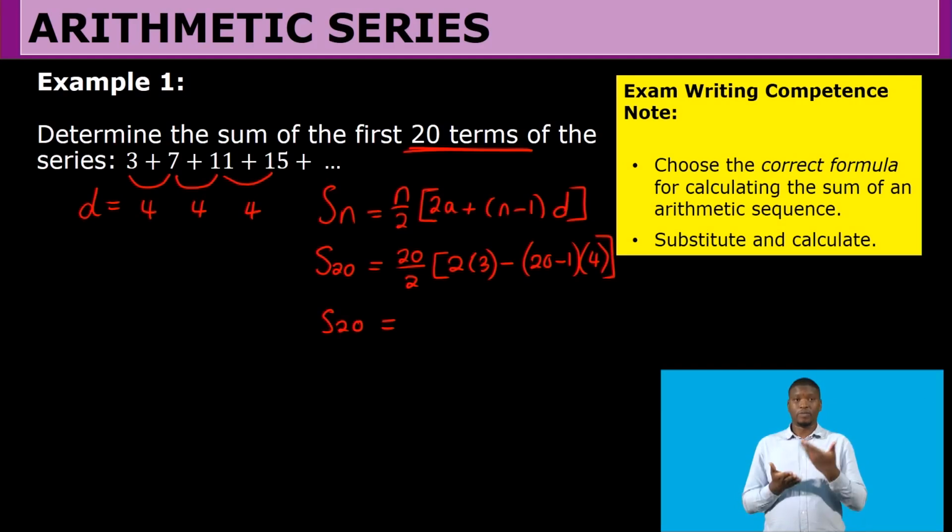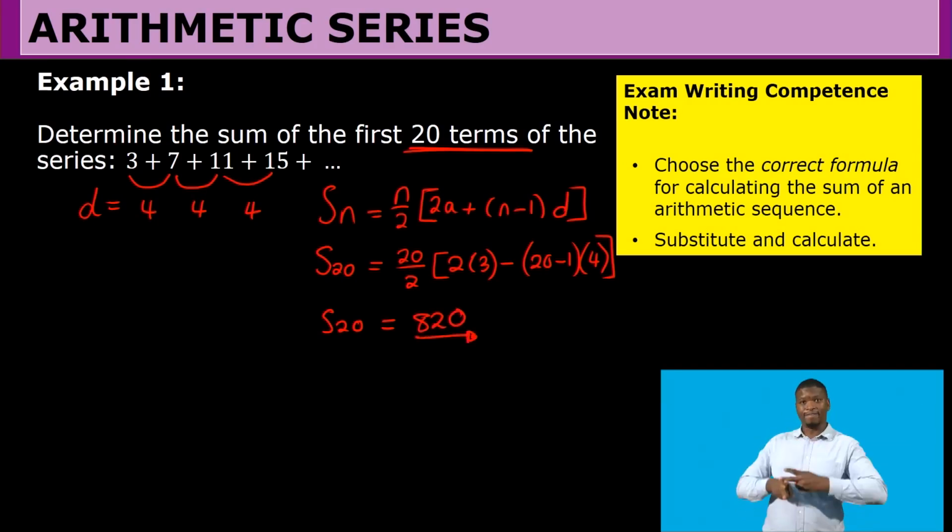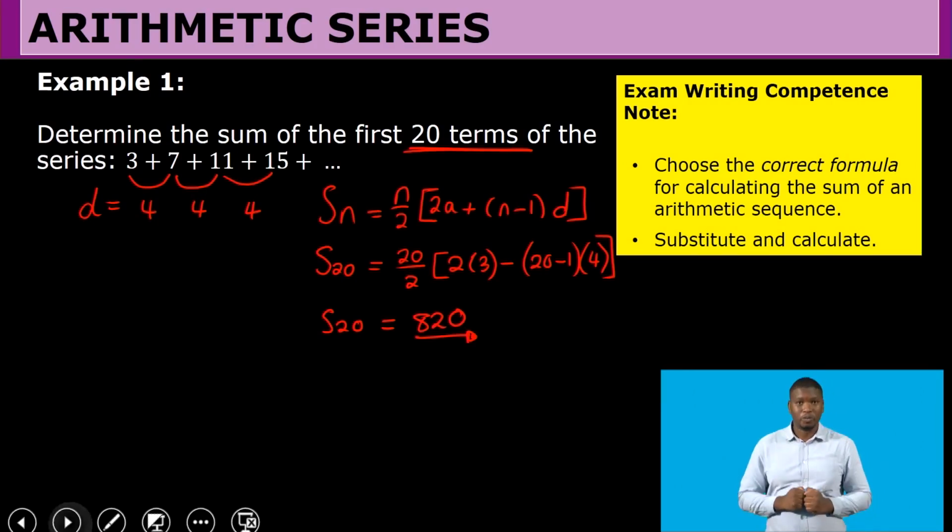And of course, using your calculator, the sum of those 20 terms is going to be 820. And that is our answer there. Let's look at a second example.